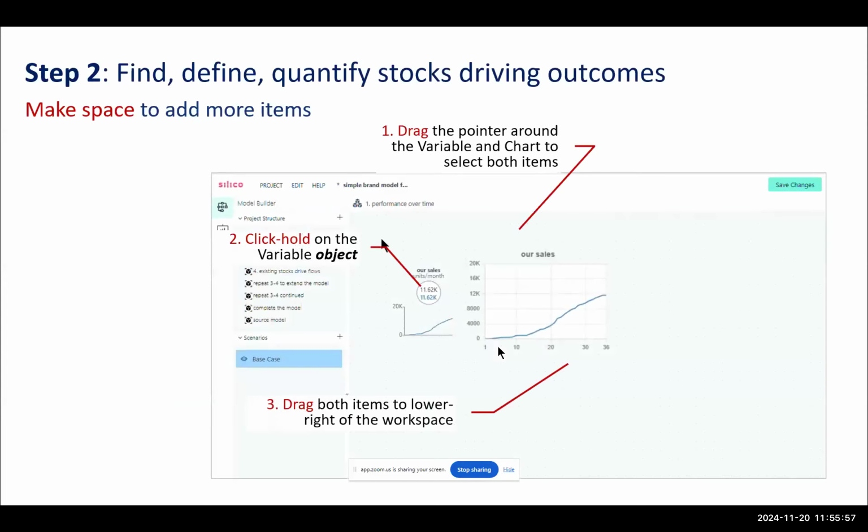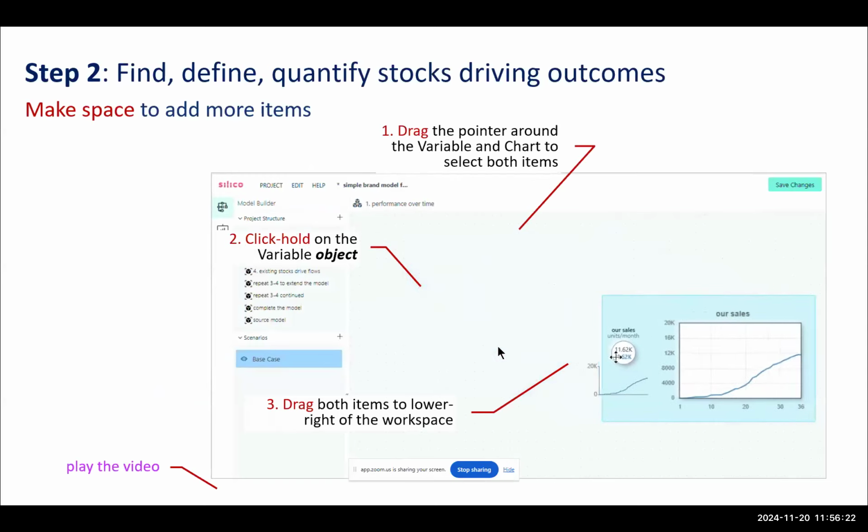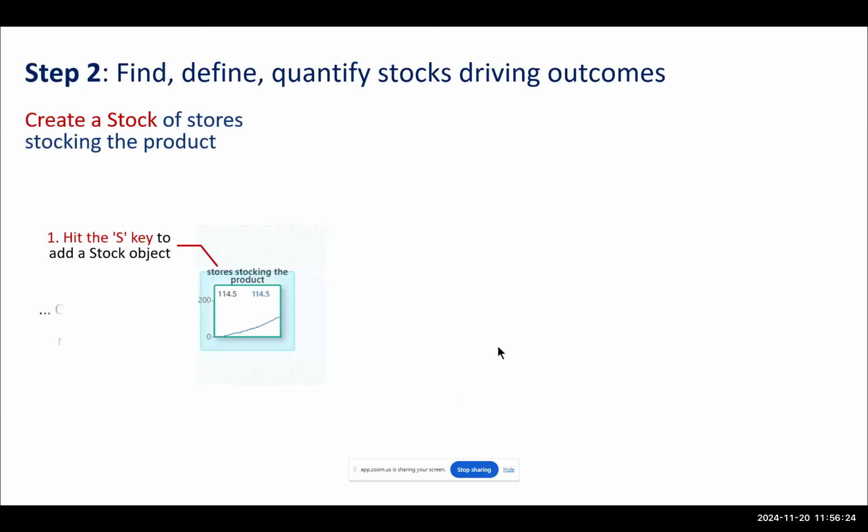How are we going to do this? Well, first of all, we're going to give ourselves some space in the model. We're going to click and hold on the object and the chart, and we're going to drag them to the lower right of the workspace. There's a little video you can play for yourself when you run the slide chart. Drag around them, click and hold, and drag it down to the lower right.